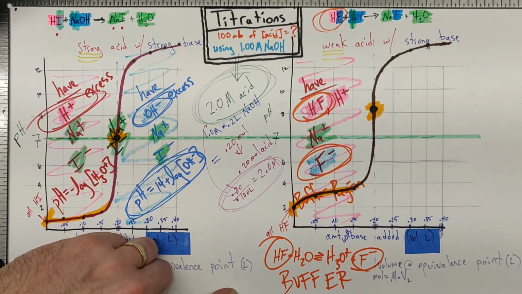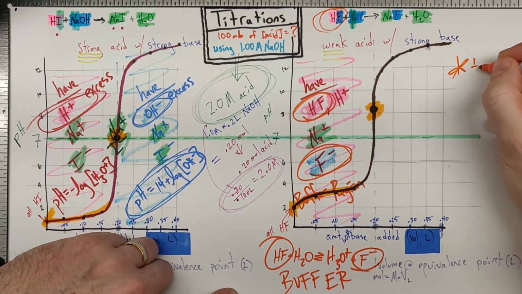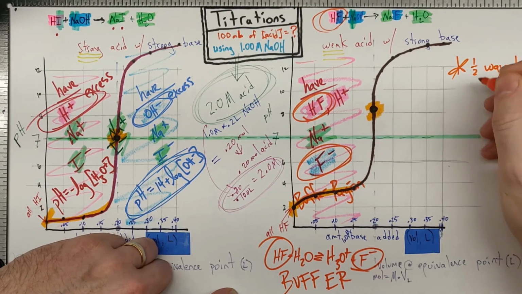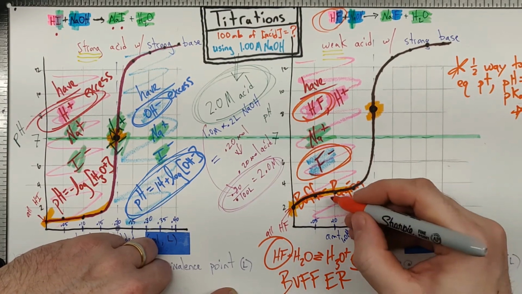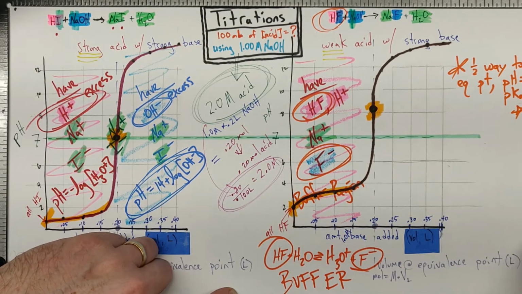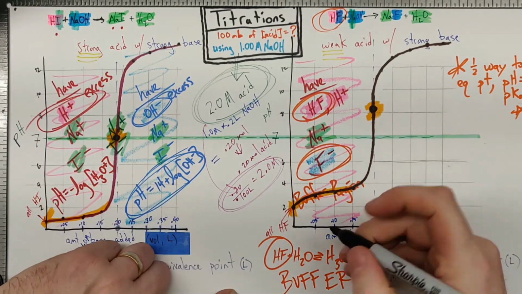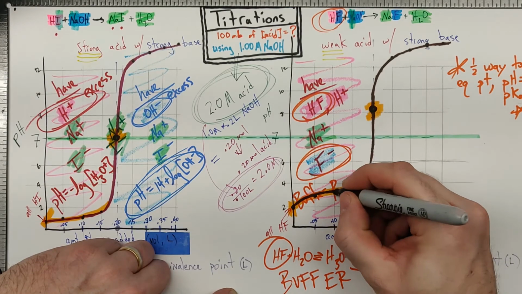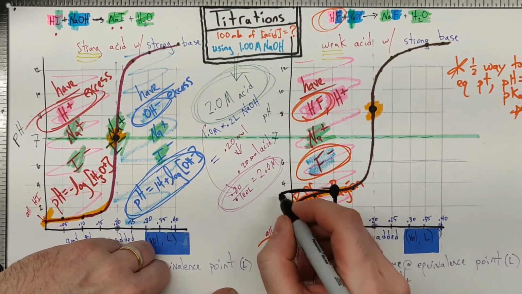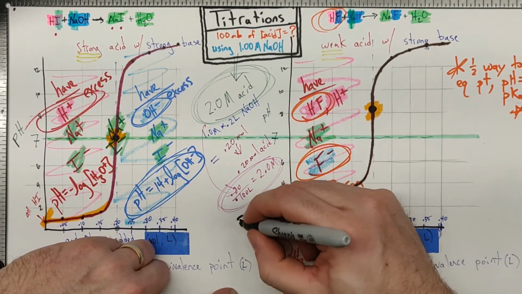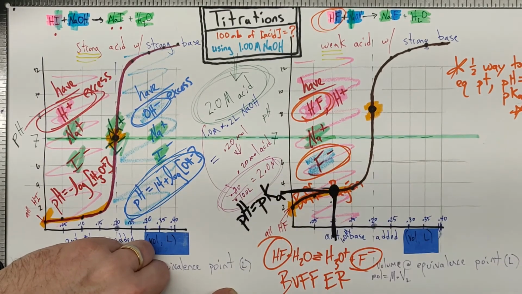And I talk about this in the Henderson-Hasselbalch video, but halfway to the equivalence point, your pH is equal to the pKa of your weak acid. This is big information. Right here, halfway to this equivalence point, which I've got is 0.20, I'll label this. Whatever that number is, that is equal to our pKa, the negative log of Ka.